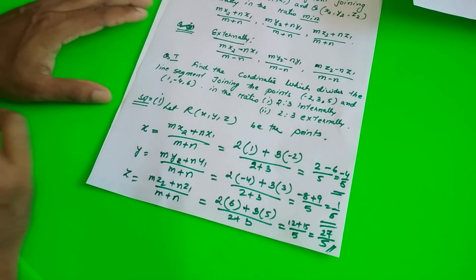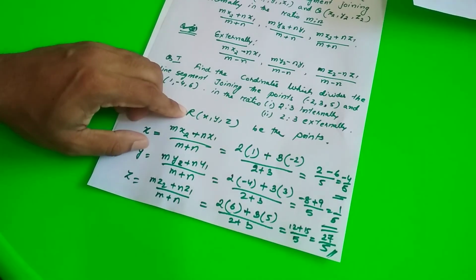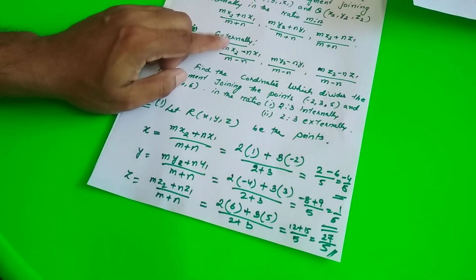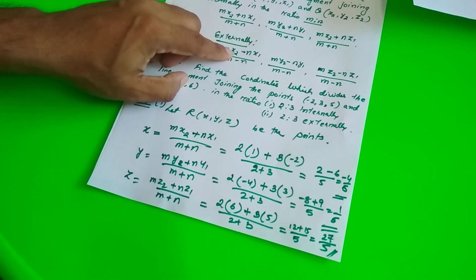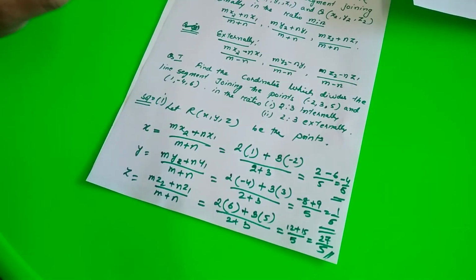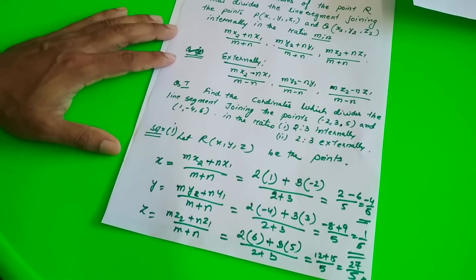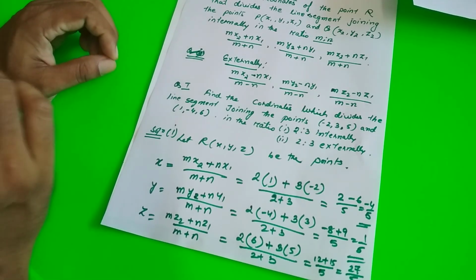Similarly, if I need to do it for externally, let the point be R, and we will use the minus concept here. Only in between, it is m x2 minus n x1 over m minus n. Directly we'll put the values and we will get the answer. I hope you have understood this concept. Any doubt, please let me know.